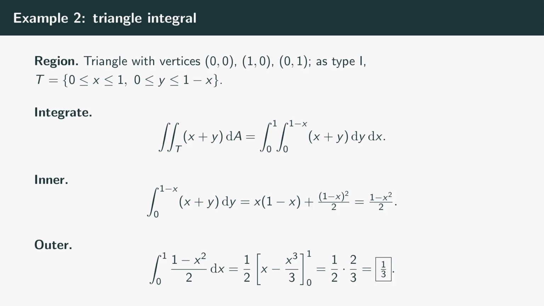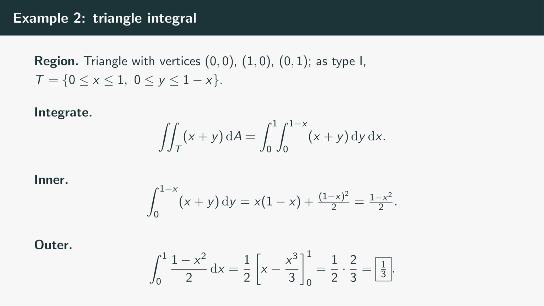Second worked example, this one over a triangle. Let capital T be the triangle with vertices at the origin, at 1, 0, and at 0, 1, the region in the first quadrant bounded by the line x plus y equals 1. Integrate f of x, y equals x plus y over capital T. First, describe capital T as a type 1 region. For each x in the interval from 0 to 1, the strip runs from y equals 0, the x-axis, up to y equals 1 minus x, the diagonal line. So the iterated integral is the integral from 0 to 1 of the integral from 0 to 1 minus x of the quantity x plus y dy dx.